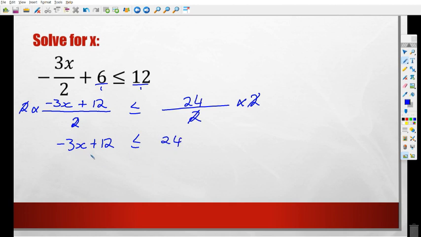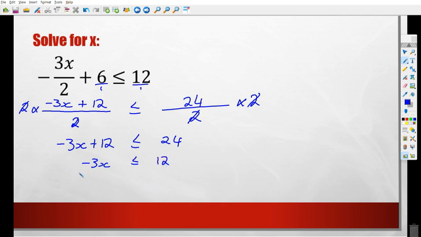Get all my x's on one side, all my numbers on the other side. So negative 3x smaller than or equal to 24 minus 12, because I'm taking the 12 across. So it's 24 minus 12, which is 12.